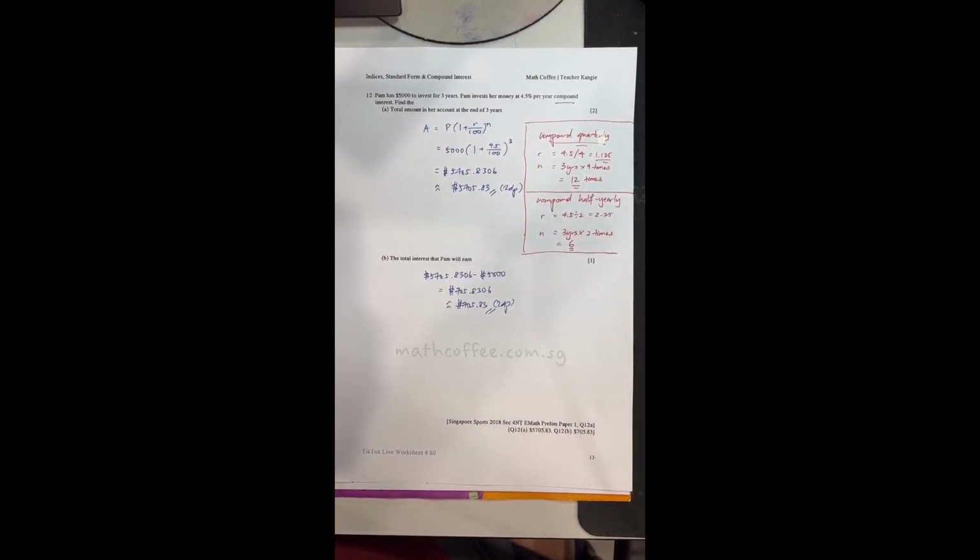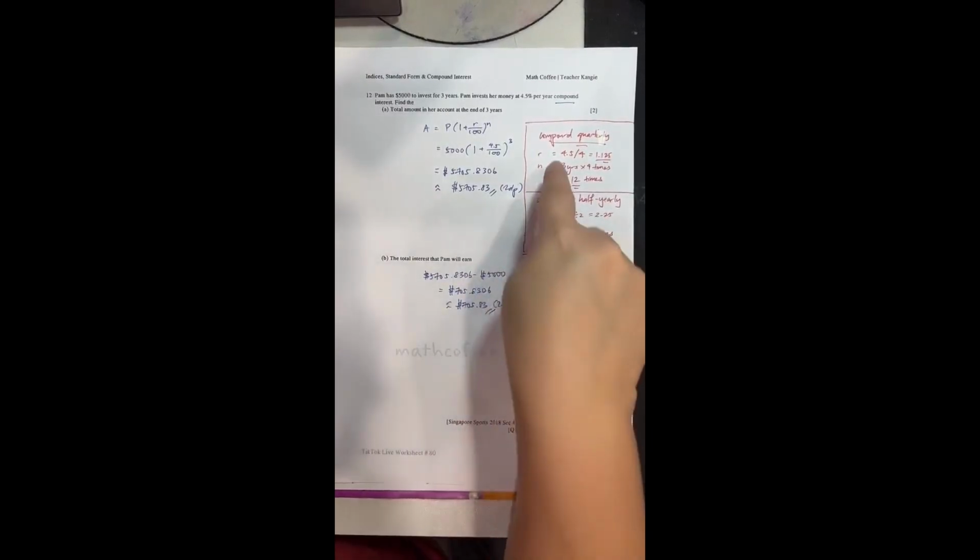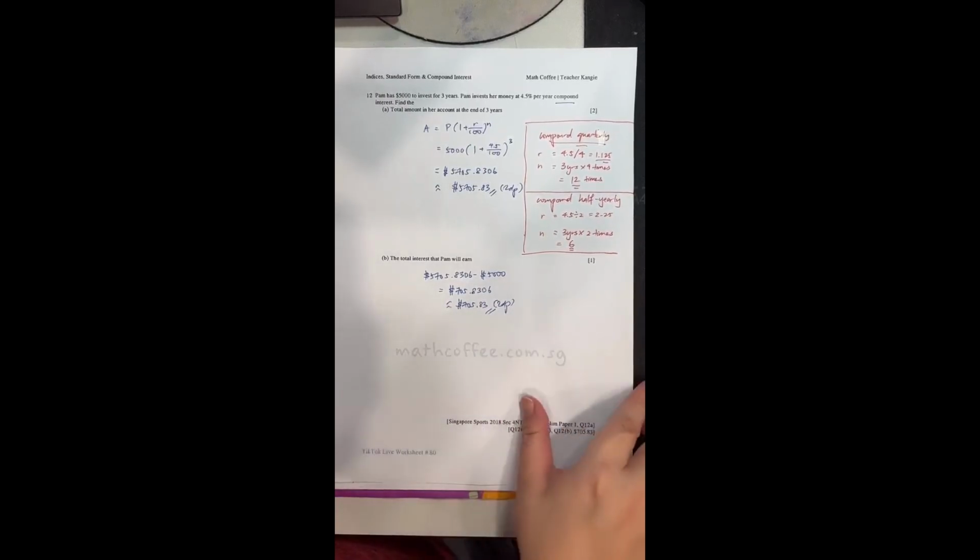So for the compound formula, all you need to take note of is what your small r is and what your N is, and then just pop inside and you get the answer. Okay? Yes, we are done for the day.